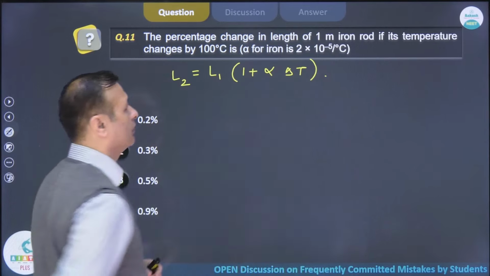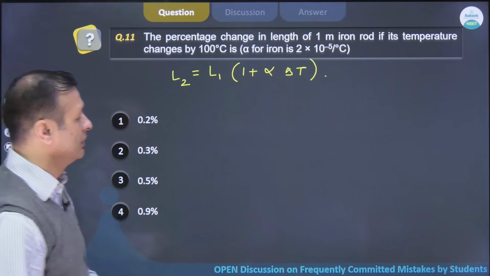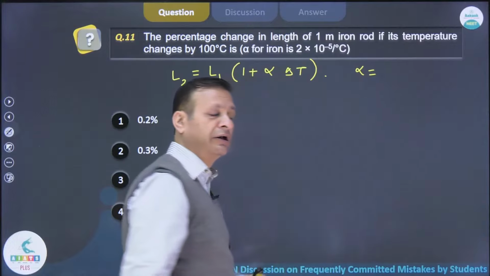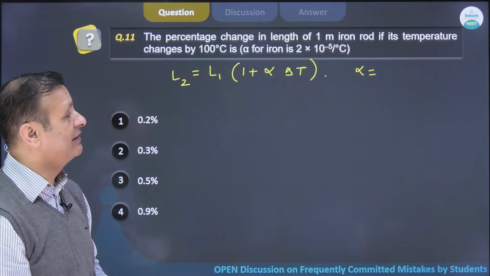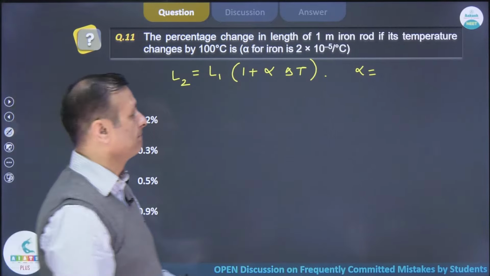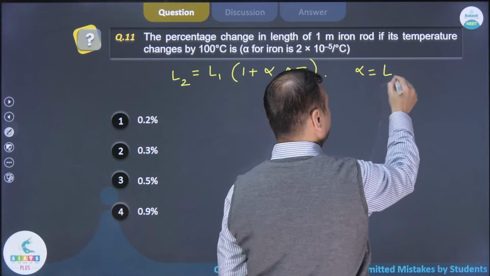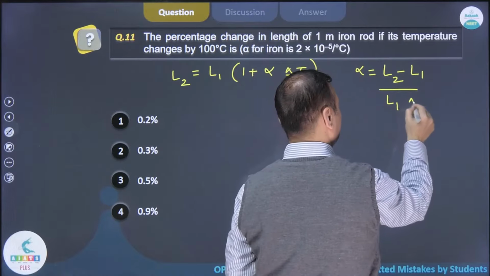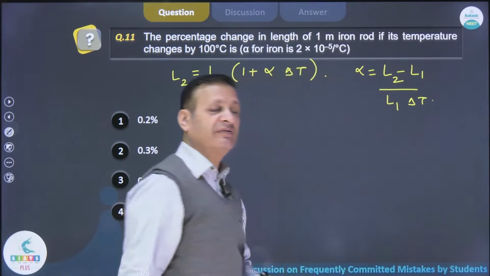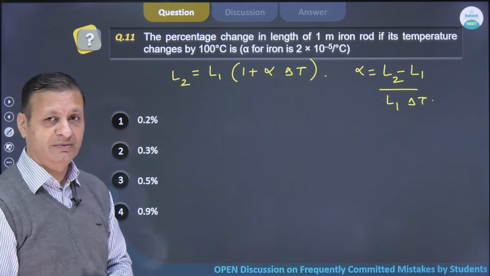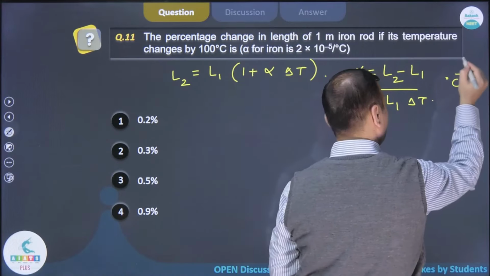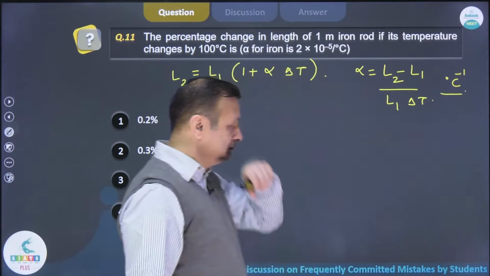So we need to again remember this formula, where alpha is primarily the thermal coefficient of linear expansion. How do you interpret it? L2 minus L1 by L1 into delta T, that is the thermal coefficient of linear expansion, and its unit is degree centigrade inverse. Got it?